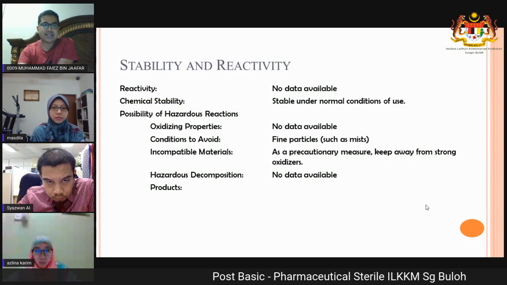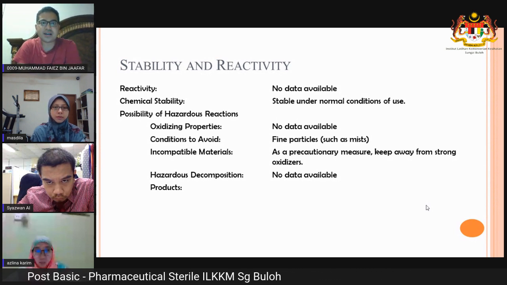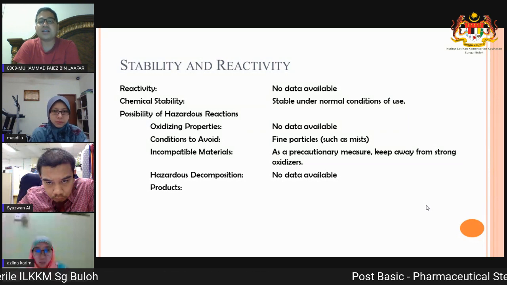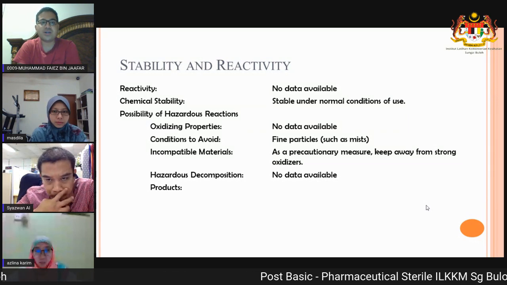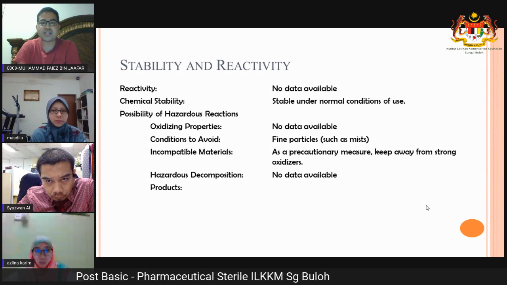Okay, dia punya stability and reactivity. Reactivity, no data available. Chemical stability, dia stable under normal condition, so maksudnya dalam room temperature. Possibility of hazardous reaction, dia punya oxidizing property, no data.